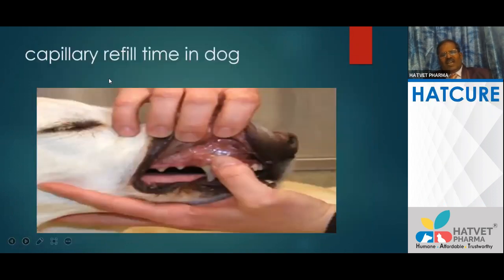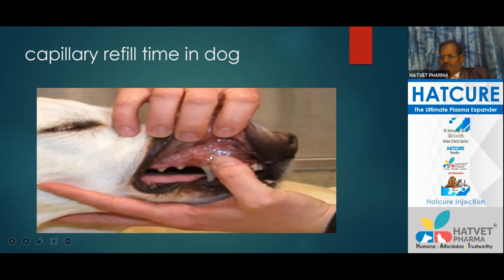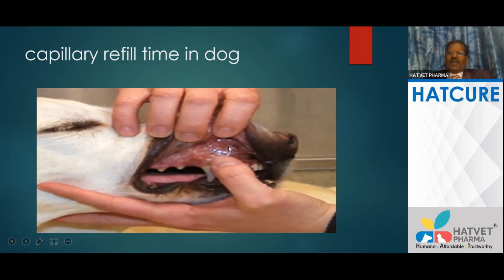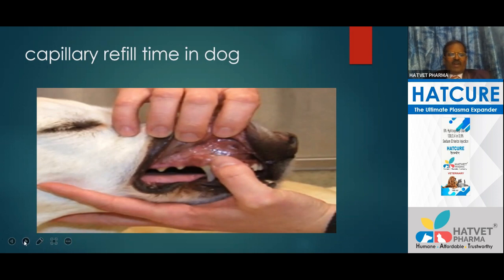And in the majority of cases, you will have a prolonged capillary refill time. It is a simple, easy test, better to perform in your day-to-day practice to identify hypotension cases. If you see a prolonged capillary refill time, administer fluid on time, and you can reverse the problem of hypoperfusion.